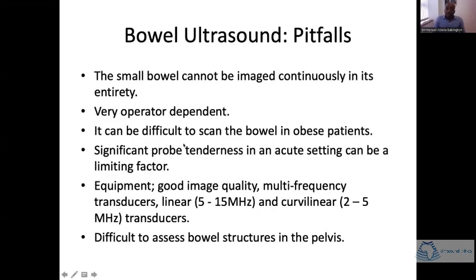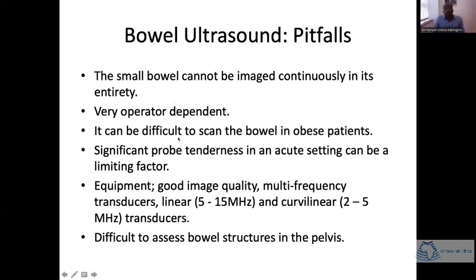Pitfall: you can't image the entire small bowel due to the anatomy. However, if the small bowel is abnormal, when you get thick-walled bowel, you tend to visualize it on ultrasound in most cases, as you can see in the sensitivity and specificity values of bowel ultrasound.